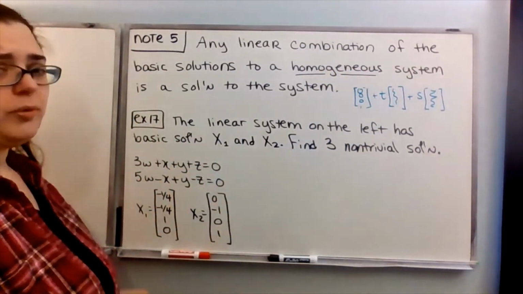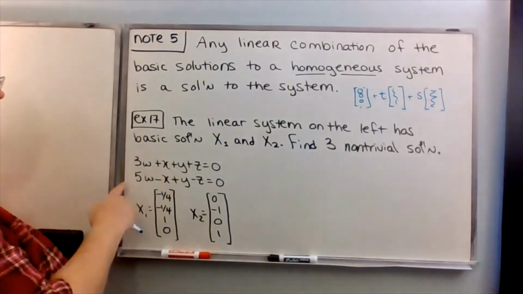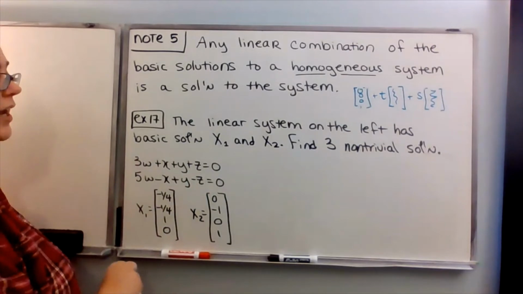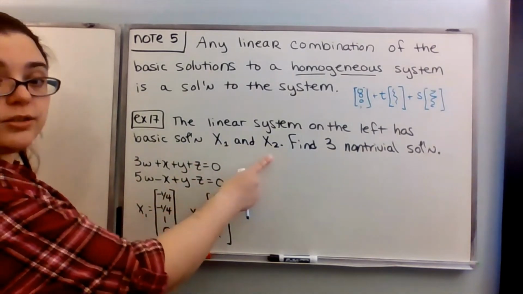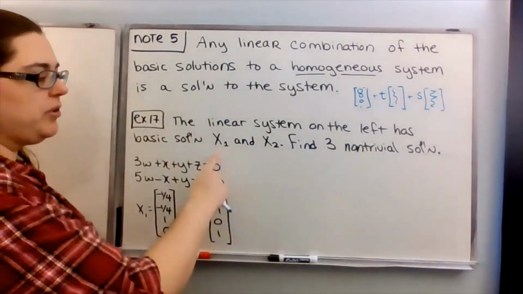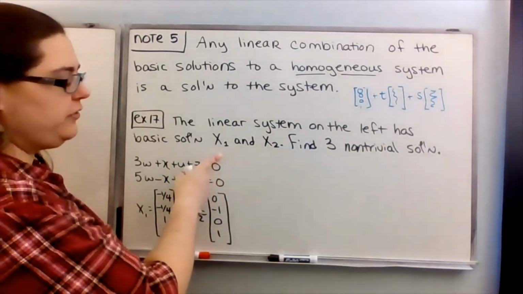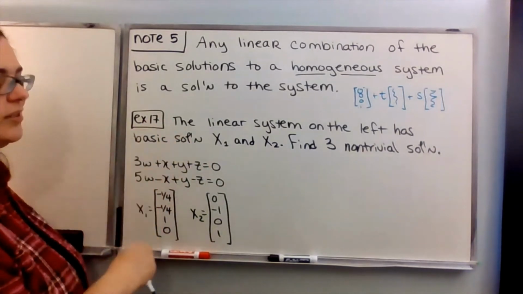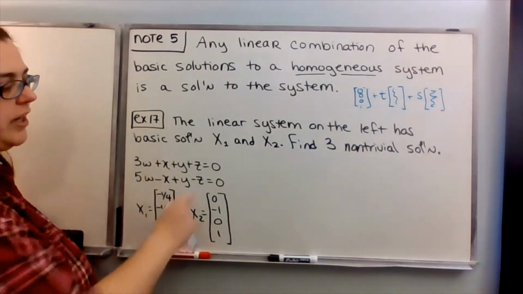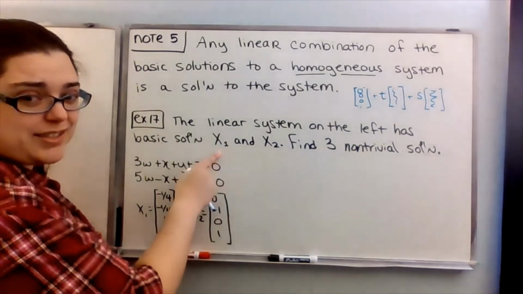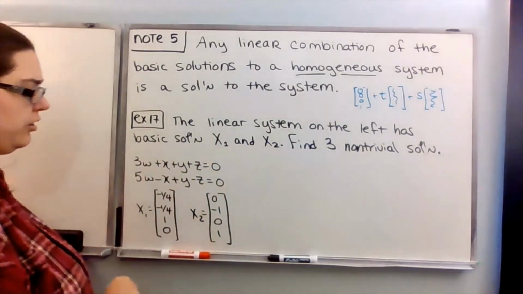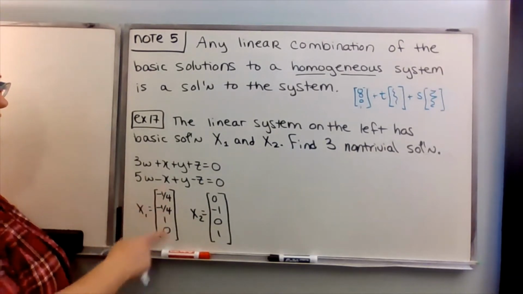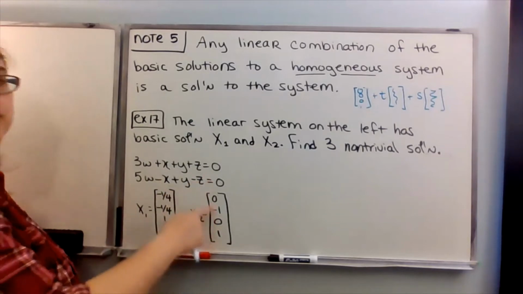So in this example, we have a system of linear equations, a homogeneous system, and we're told that it has basic solutions of x1 and x2. Now, to try and keep my capital X's different from my lowercase x's, you might have noticed I've started writing my lowercase x's kind of more rounded. So these are going to be my lowercase x's, and then the normal x's are going to be my uppercase x's, just to make it a little bit easier to tell in the notes.